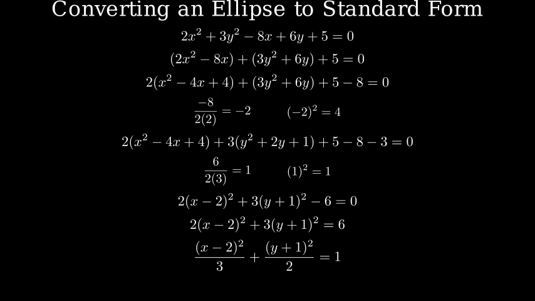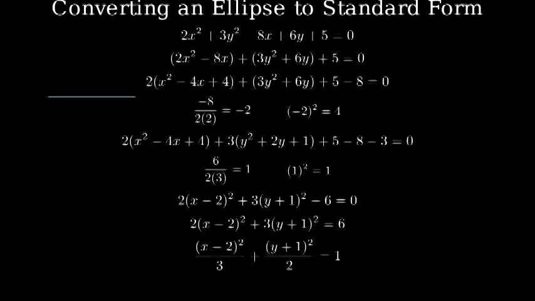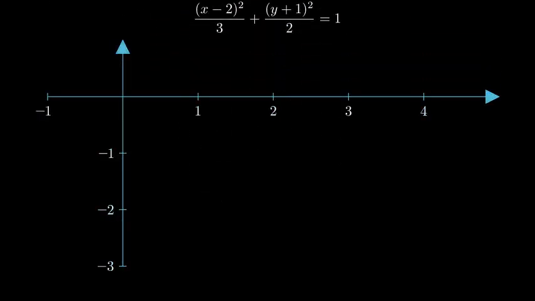Now let's create a diagram to visualize this ellipse. The center of the ellipse is at the point where x minus 2 equals 0, and y plus 1 equals 0, which is the point 2 comma negative 1. The semi-major axis is in the x direction since 3 is greater than 2. The vertices are at x equals 2 plus or minus root 3, y equals negative 1. And the covertices are at x equals 2, y equals negative 1 plus or minus root 2.